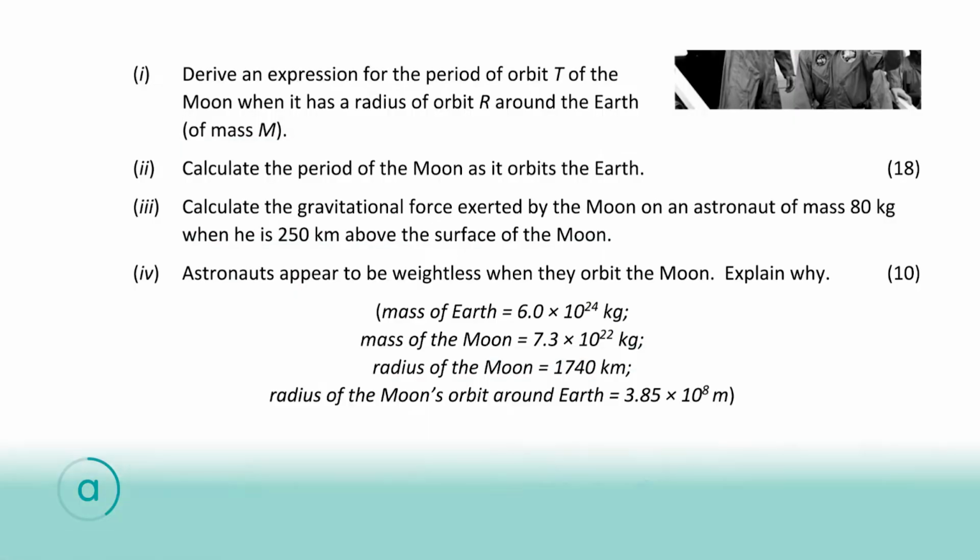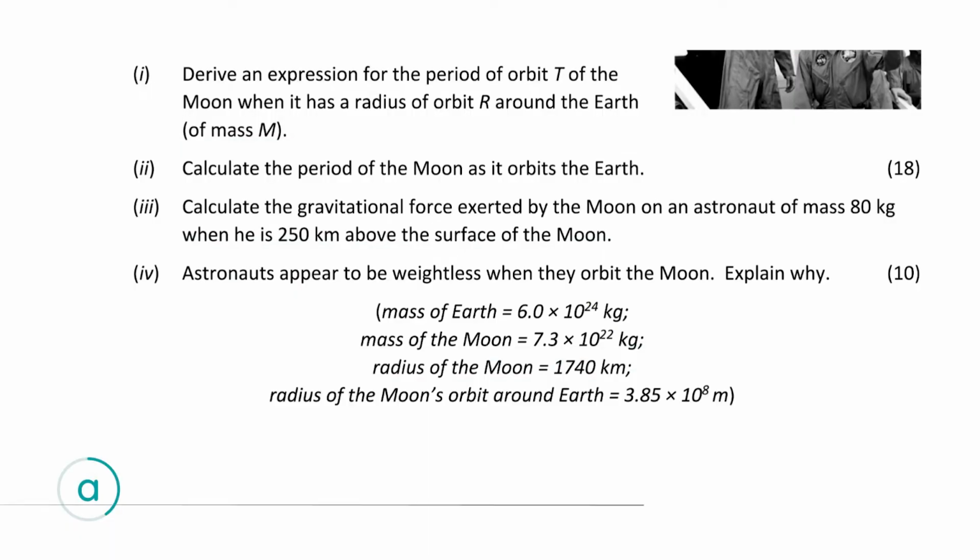Going back to the question given to us, you might notice at the bottom of it we were given this block of text, and what we're told here is various figures for the mass of the Earth, the mass of the moon, the radius of the moon, and the radius of the moon's orbit around Earth. The reason they're given to us is because sometimes they're not in your log table. So these are the figures that they want you to use.